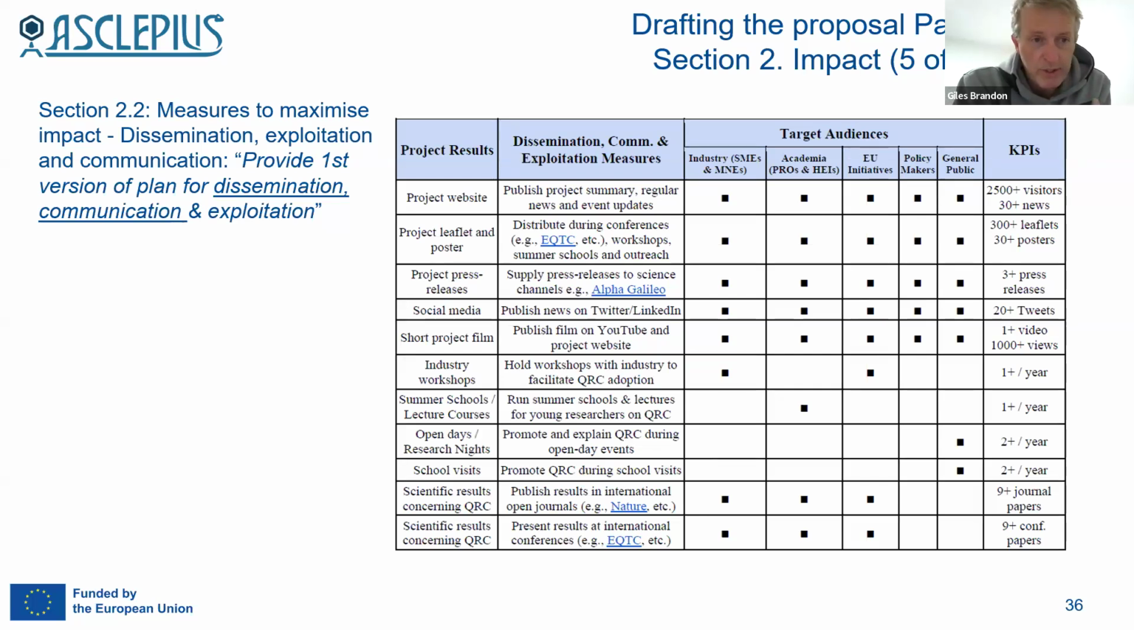Now, not only have you got to be aware of dissemination, exploitation, communication in the context of your Horizon Europe proposal, in this section 2.2, you're asked to provide a first version of a plan for dissemination, communication, exploitation. And this table here on the right, on this slide, is an example. It's like with so many other sections and subsections, it's good to have a mixture of qualitative description combined with some kind of quantitative indicators.